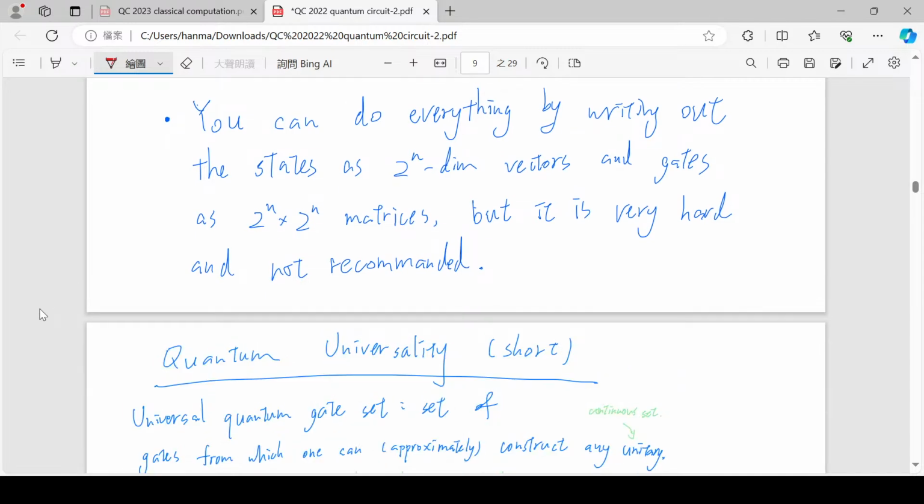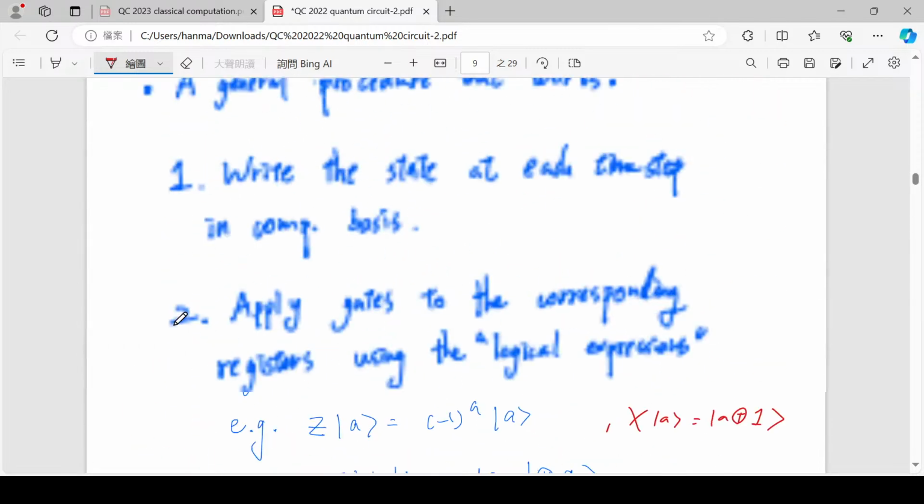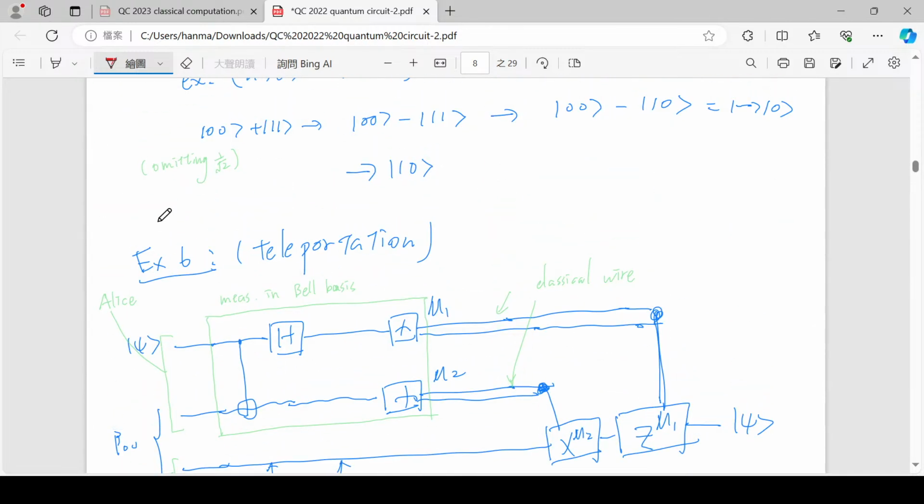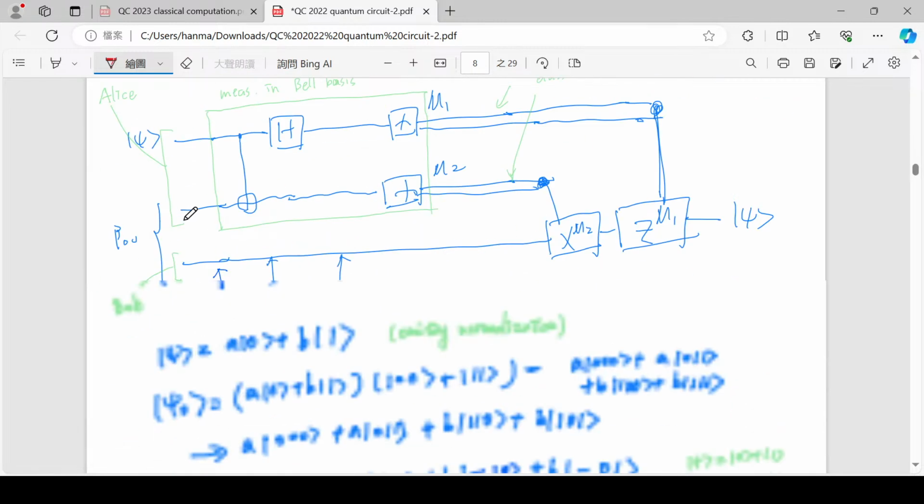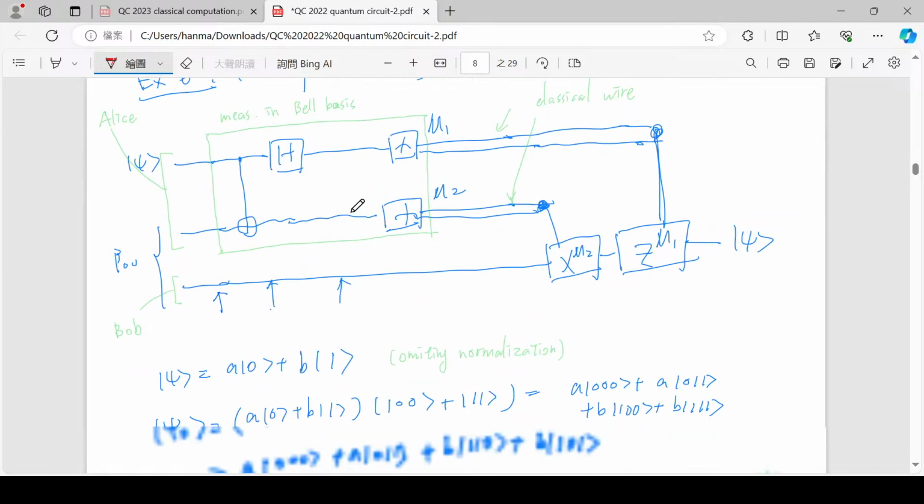So this is where I actually have 3 minutes, so let's go back to see the tape. Is there any question yet? Now let's try to go through this teleportation once again.